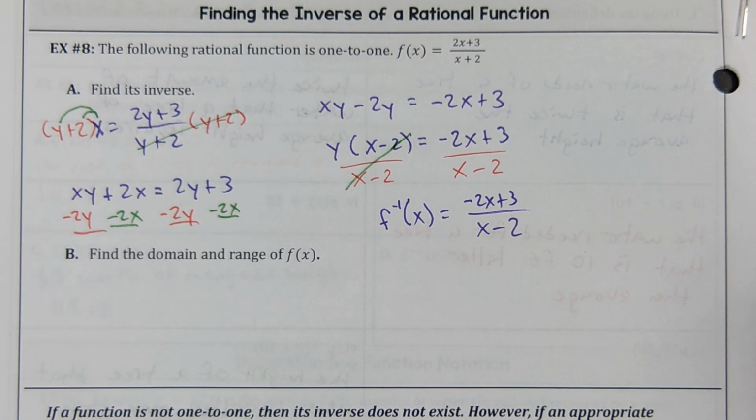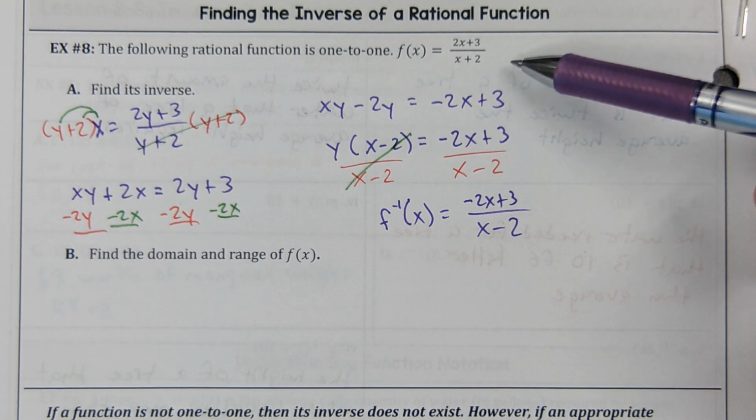Now, we've been asked to find the domain and range of the original function. Isn't it strange that it didn't ask us to find the domain and range of the inverse? Well, because they're the same. They're just switched, right? All right. So let's talk about the domain of f of x. The domain of f of x is going to be every x you're allowed to use. This is a rational function.